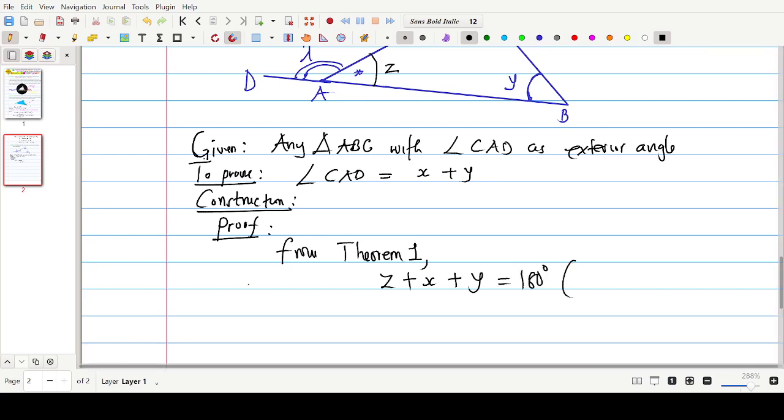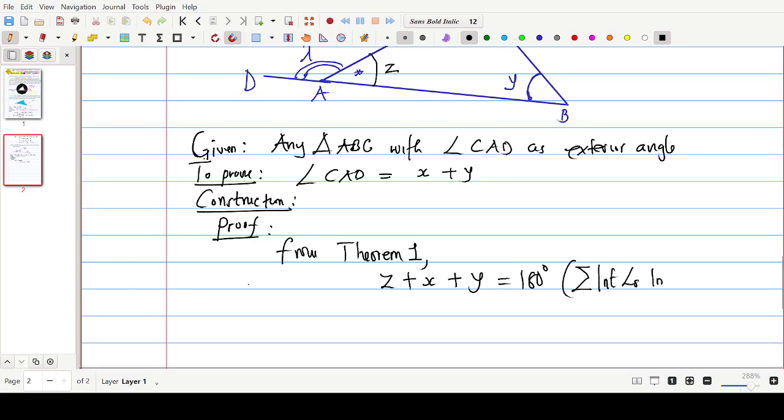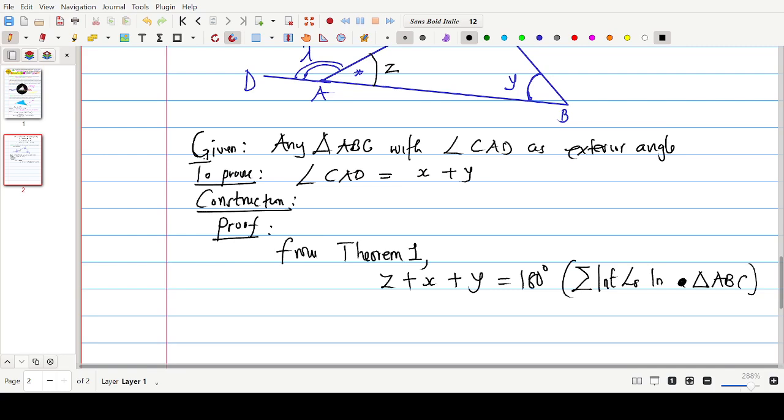Why are we making this statement? It is the fact that the sum of the interior angles in a triangle ABC is 180 degrees. In triangle ABC. Can you see that? That is the reason for the statement. Always put your reason within parentheses.